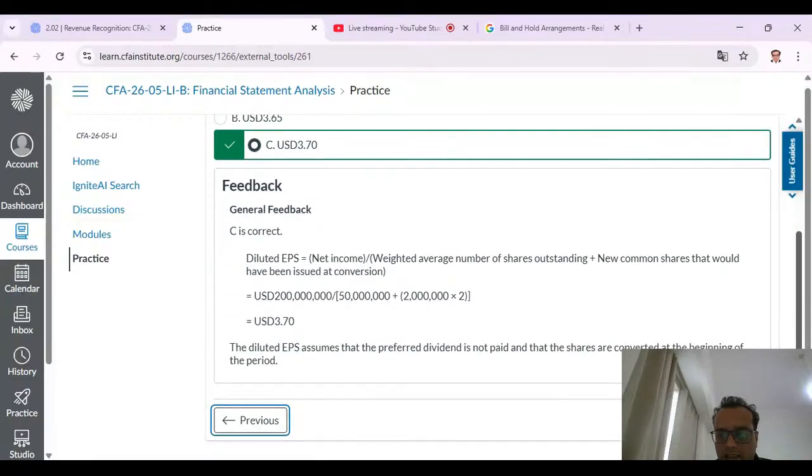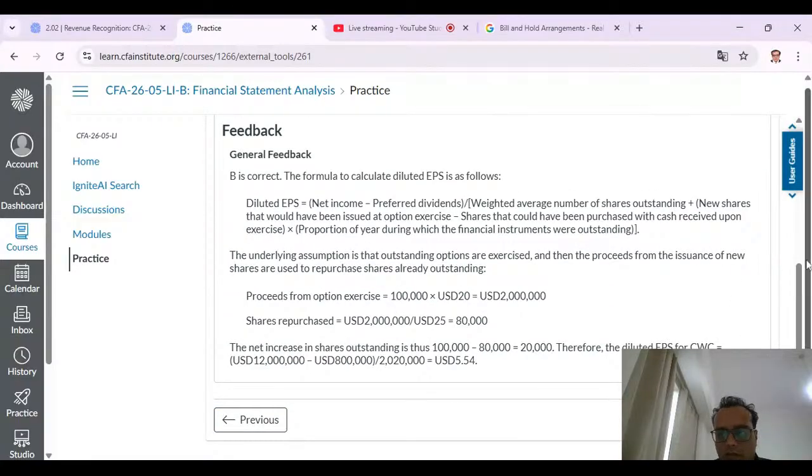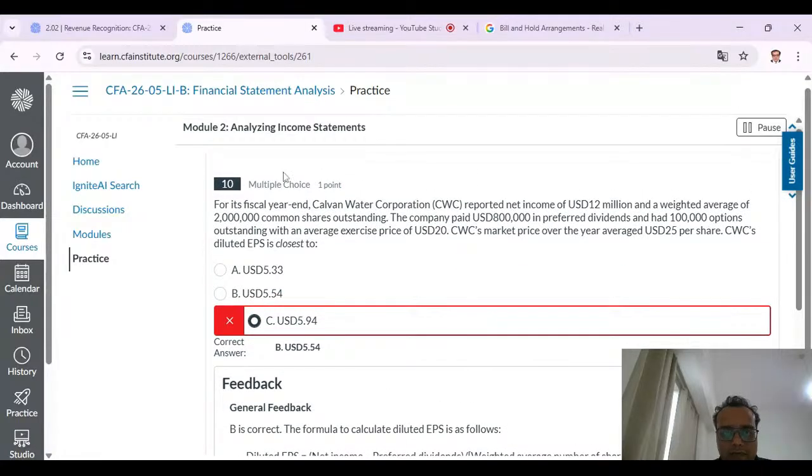Okay, it is the next question. Let's see the question. For the fiscal year, CWC reported net income of USD 12 million. Numerator मेरा 12 million है. And weighted average number was 2 million.